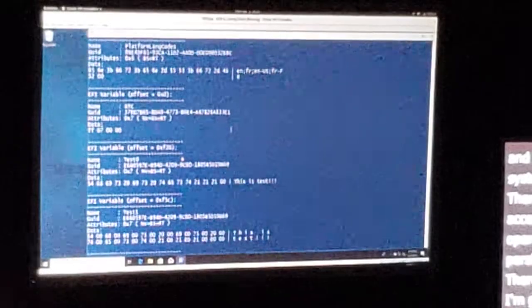Do note that most of these are NV, BS plus RT. So most of them are accessible at runtime services to the operating system, and of course, because they're persistent in NVRAM, there they are. Here I'm going to dump the variable list really quickly to show you that there's contents in all of these variables. Like this one is kind of funny, test zero, this is a test. So there's lots of variables here. Nobody really ever audits them. Like I said, AV and EDR don't look here.